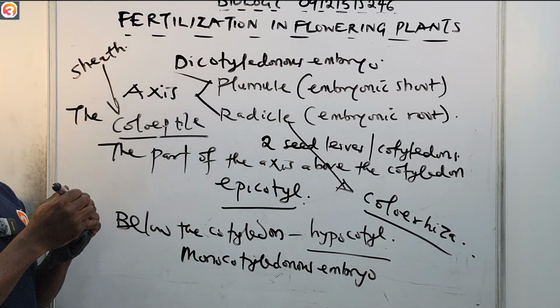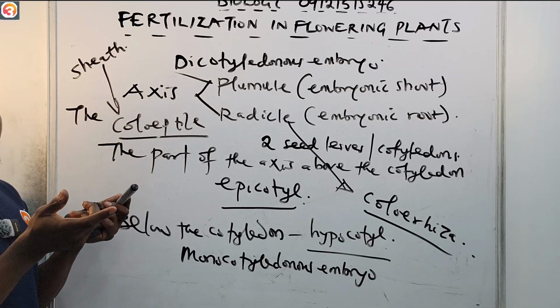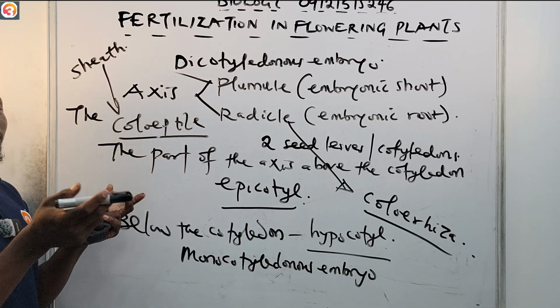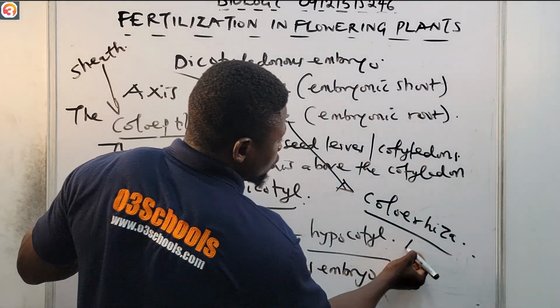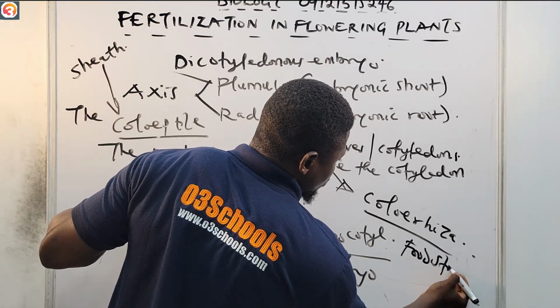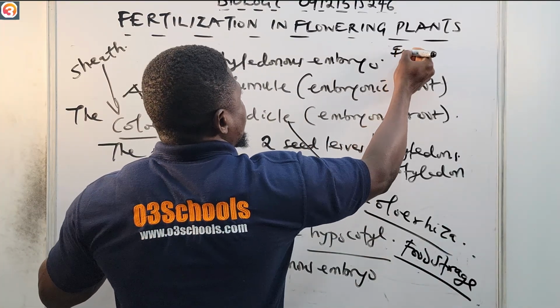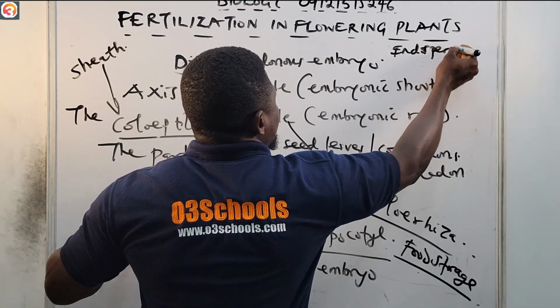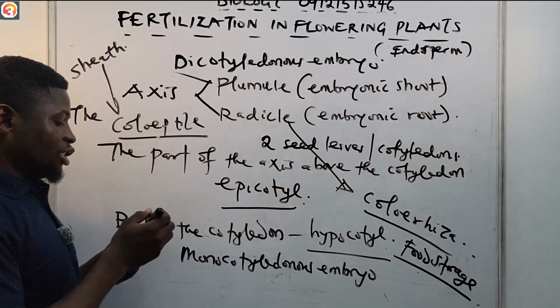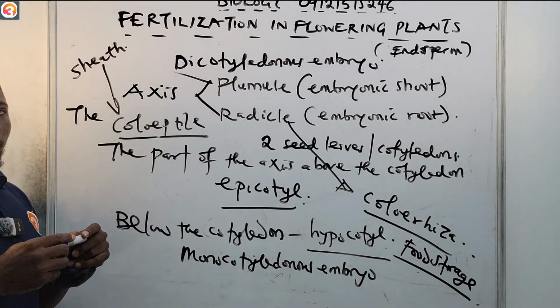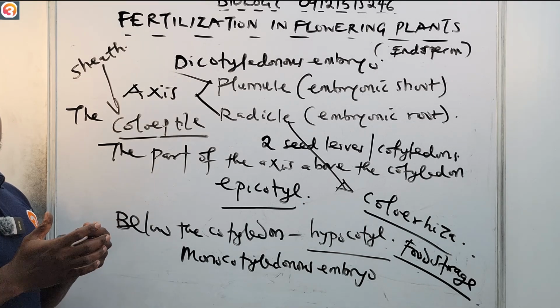Basically, the endosperm helps to act as food storage. That is the function of the endosperm: it helps in the storage of food. And with all of this, we can now go to germination.